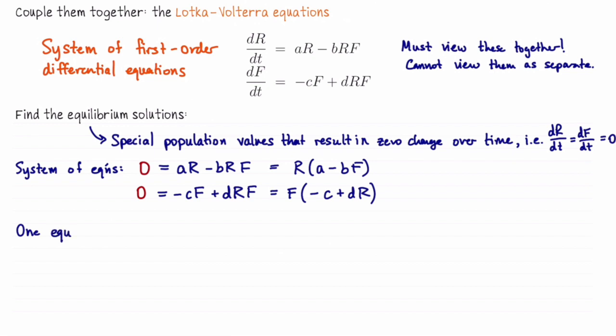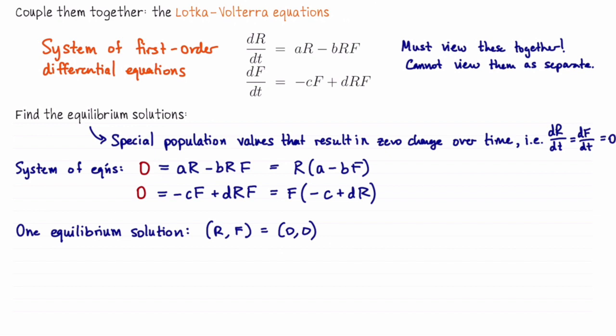So one immediate solution is r is 0 and f is 0, which we can write as an ordered pair. We'll say (r, f) = (0, 0). That shouldn't be surprising because that's like saying if you don't have any rabbits or foxes in your house, you never will, just based on births and deaths. So this is an equilibrium solution.